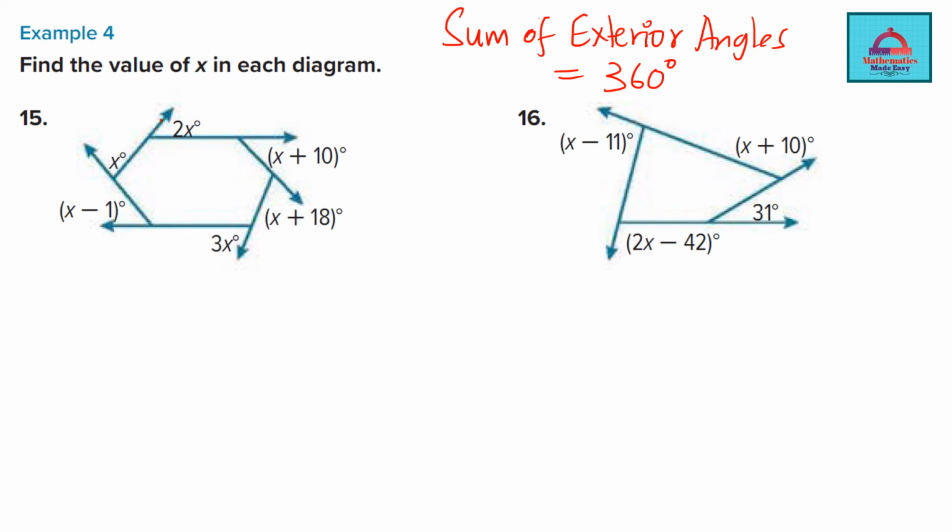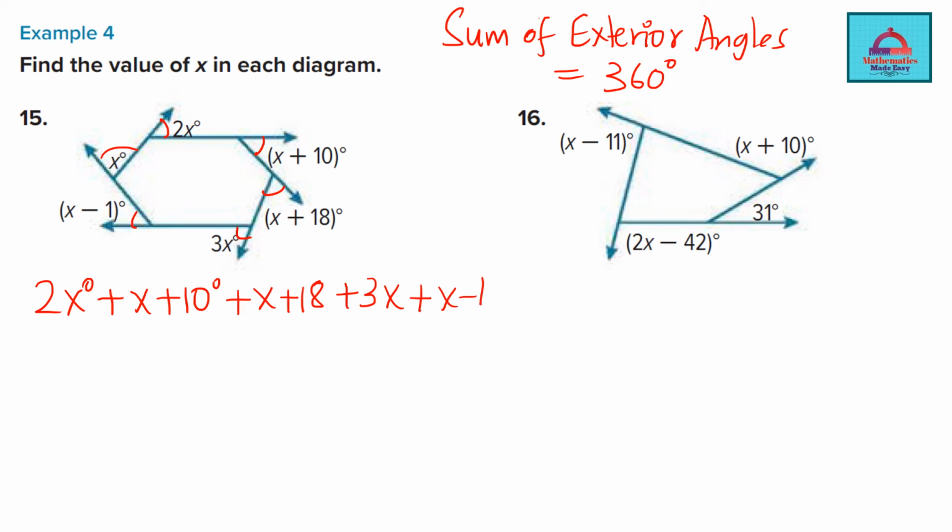So what do you have to do exactly? 2x plus x plus 10 plus x plus 18 plus 3x plus x minus 1 plus x. Just take them all, add them all, and make them equal to 360 degrees. That's all you have to do. So this is equal to 360 degrees.